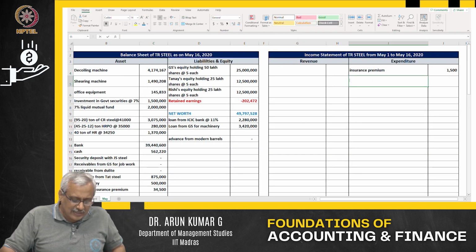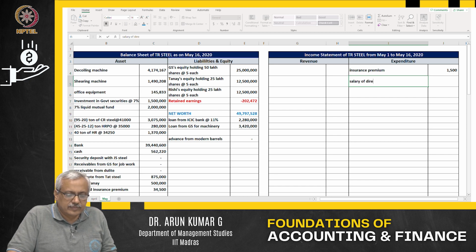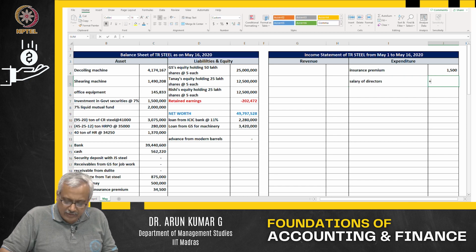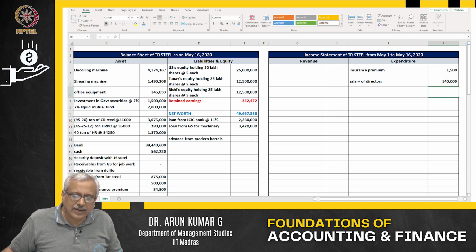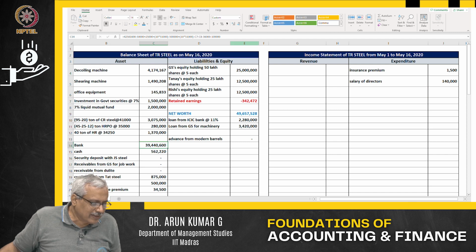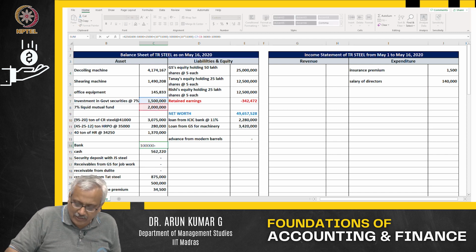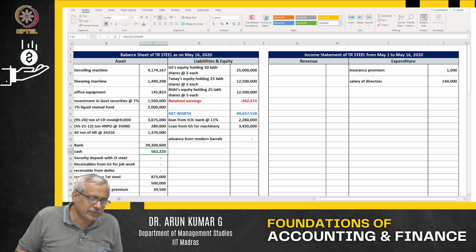That is salary of directors. How much is it? 70,000 into 2. So, that is the expenditure out here. Now, that gets reduced from the bank account out here. In this particular case, that got reduced from the bank account.